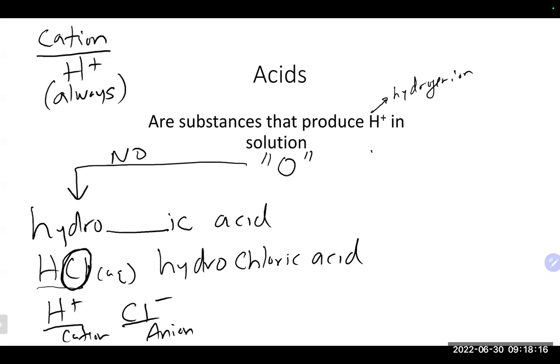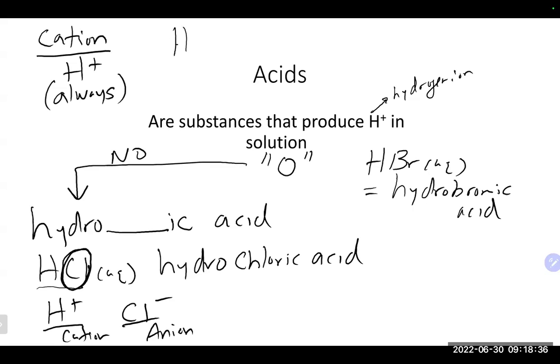If I had HBr, this would again not contain oxygen, so this would be hydrobromic acid. Now, what is the difference between the HCl we talked about earlier and the HCl that we're talking about now, and why is one an acid and one is not an acid? And it has really to do with the state of it. So HCl, that's for example a gas, is not an acid, and it would be named like we did earlier, which would be hydrogen chloride.